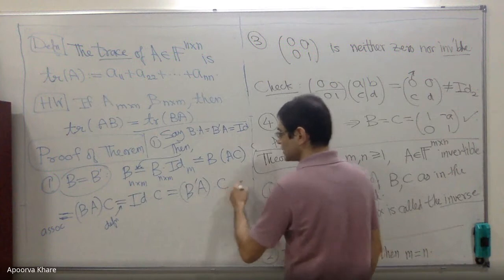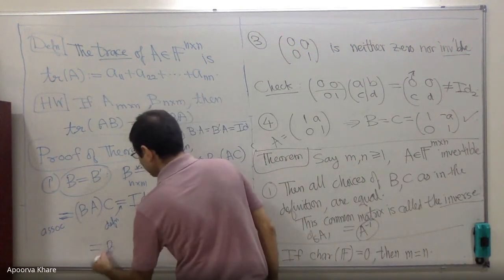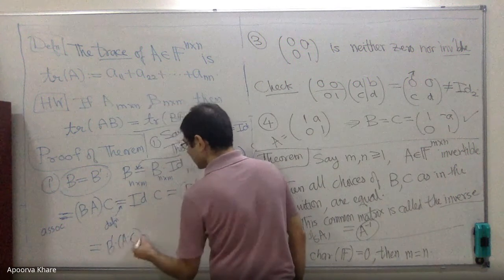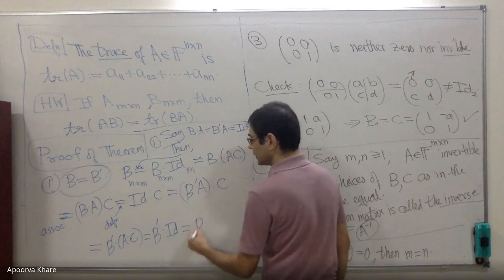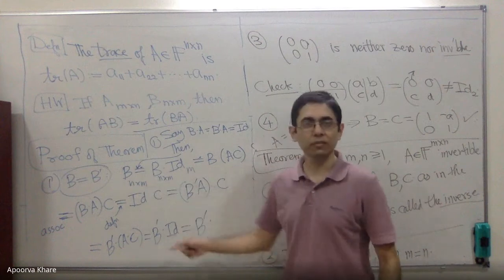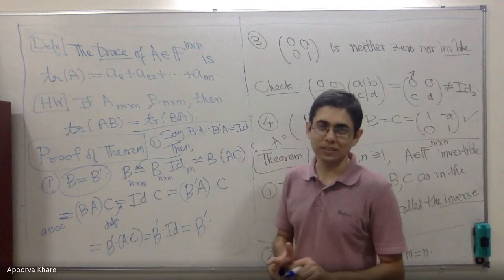It's B prime A times C, then you go backwards, so associative, this is equal to B prime times A times C. But A times C is identity, so you get B prime times identity, and anything times identity is itself. So I started with B and I just went through a bunch of different operations to get to B prime. So it's a fun kind of exercise like that.